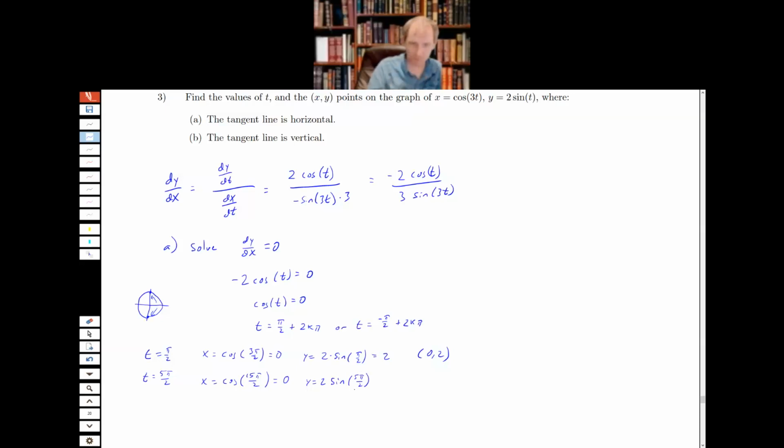Okay, y is 2 times the sine of 5 pi over 2. If I take the sine of 5 pi over 2, I've gone a full circle and then pi over 2 more, so that's going to give me 1. So I end up with the same point. Okay, so I don't get another point here.